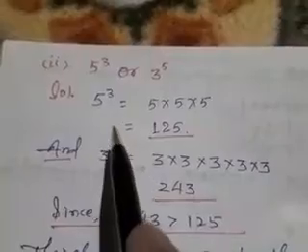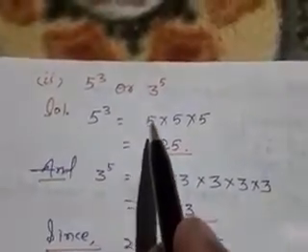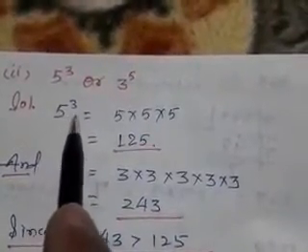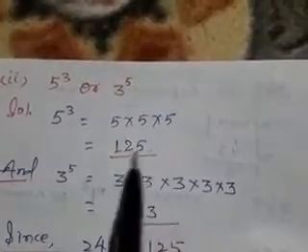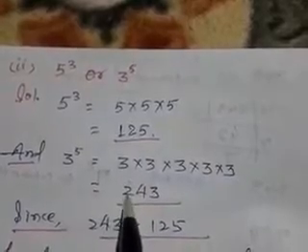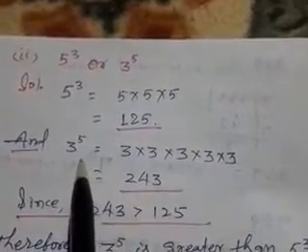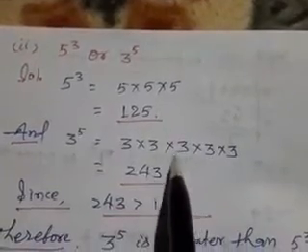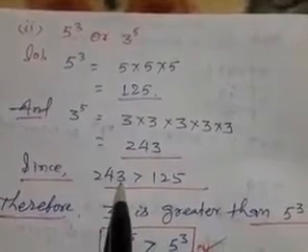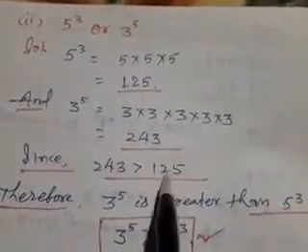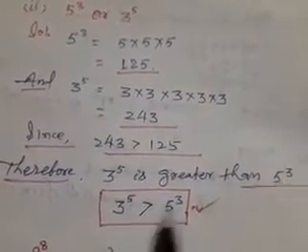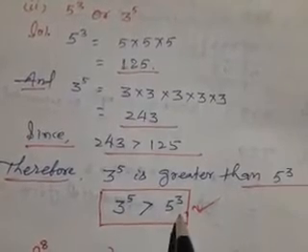Second question is 5 to the power 3 or 3 to the power 5. Like this question, 5 to the power 3 is equal to 5 into 5 into 5. Its value is 125, and 3 to the power 5 is equal to 243. We write 3 five times and multiply to each other. It becomes 243. Since 243 is greater than 125, hence we can say 3 to the power 5 is greater than 5 to the power 3, or we write it in this way also.